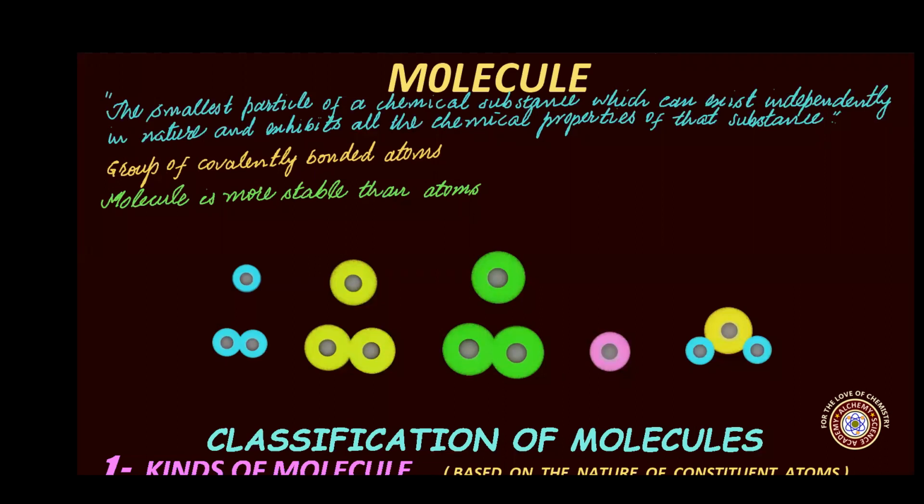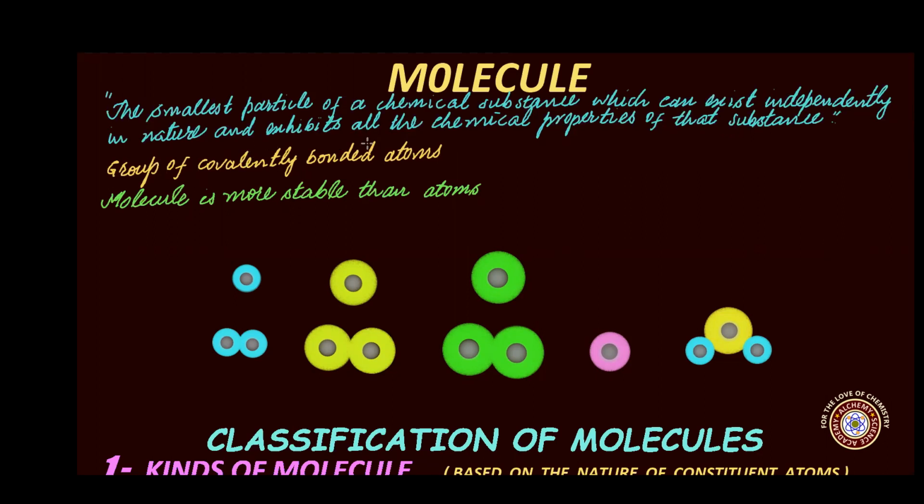Hi there. This video is about molecules and the classification of molecules. Before we plunge into the classification, let us first see what a molecule actually is. A molecule is the smallest particle of a chemical substance which can exist independently in nature and exhibits all the chemical properties of that chemical substance.